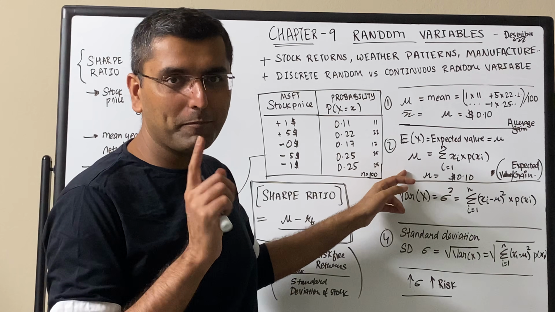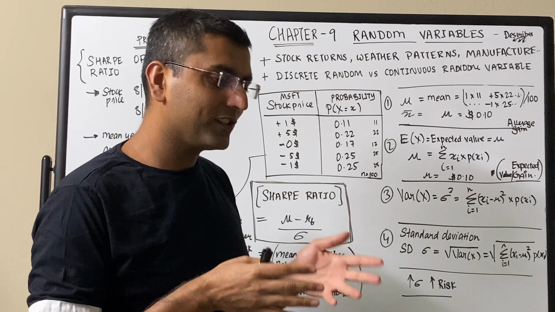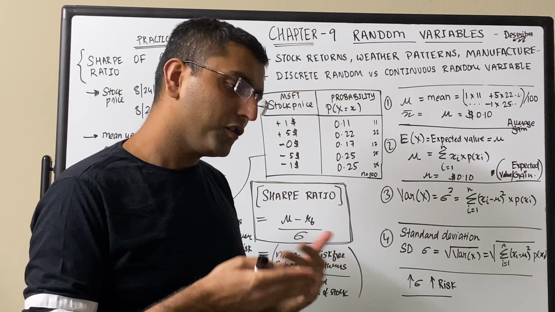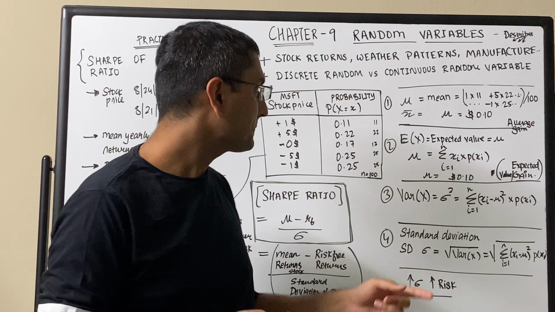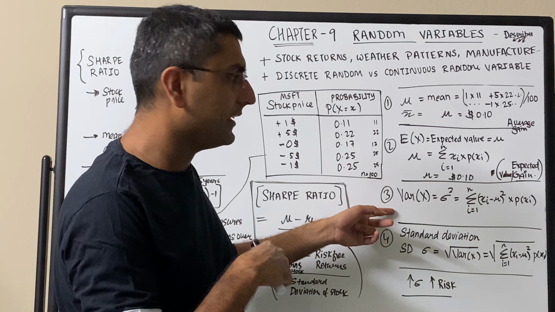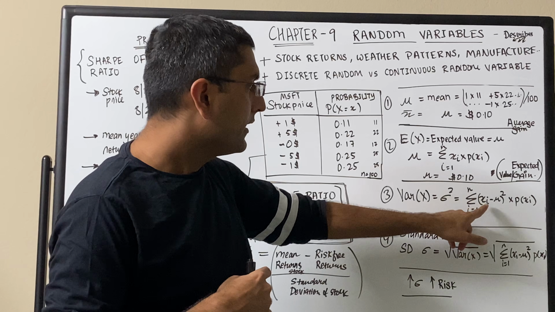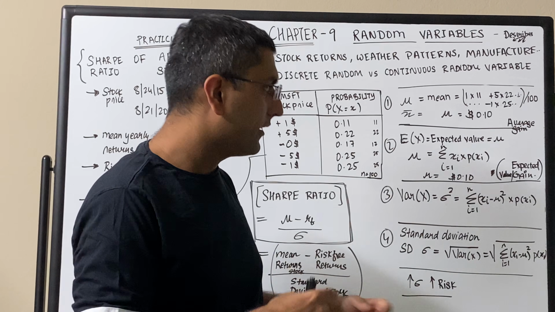So for all the lottery people, the expected value is usually negative. So you're losing money. The game is rigged in such a way that the game maker or the game hoster makes money. That's the intuition behind expected value. Variation is basically the random variable minus the mean, squared, times the probability.